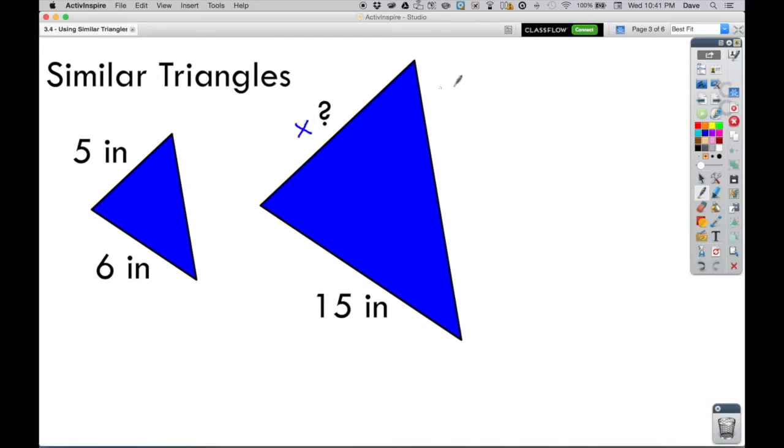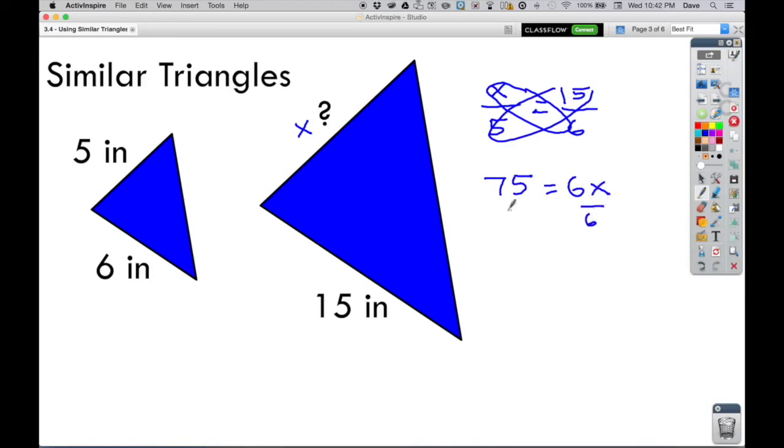So I would say x corresponds with 5 inches, so I'll turn that into a ratio, x over 5. Because I've already been told that these triangles are similar, I can assume that this ratio, 15 over 6, is also a similar ratio. Now I can just solve this equation, and with proportion equations like this, we cross multiply. So 5 times 15 is 75, and x times 6 is 6x.